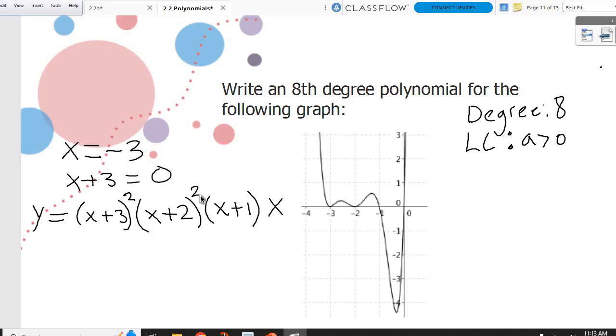Yes. So now what do our exponents add to? 2 plus 2 gives us 4, plus another 1 gives us 5, plus 1 more gives us 6. Yes? But what do we notice is happening at 0?